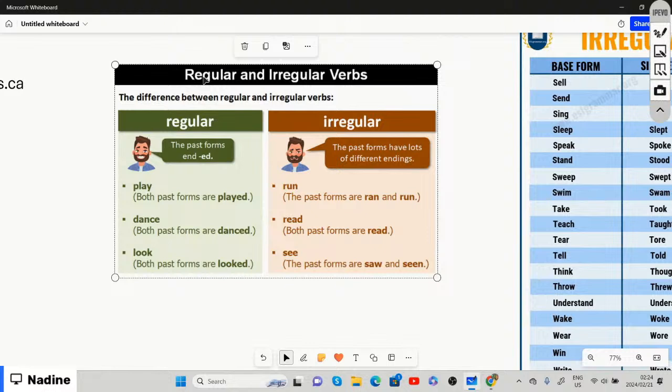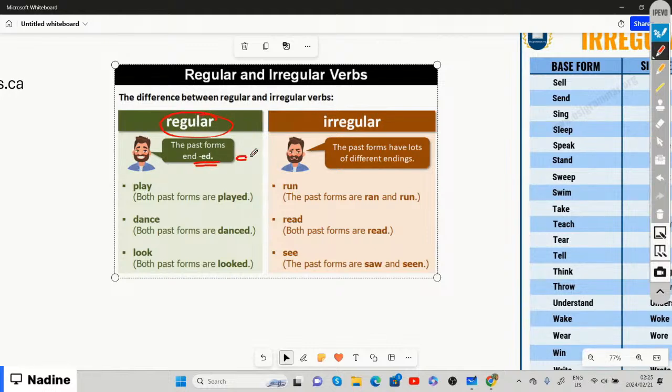So the difference between a regular verb and an irregular verb. When it comes to regular verbs, we see that the past tense forms of a regular verb end in D or in ED. So it ends in D if our verb ends with an E, and we'll add an ED to it if our verb ends with any other letter other than E.